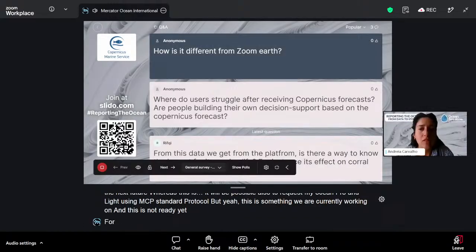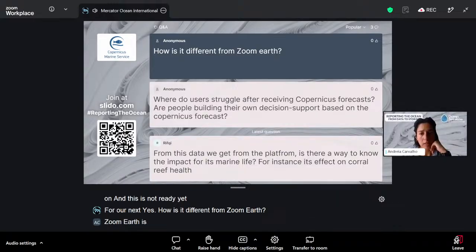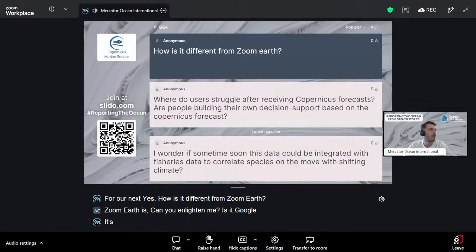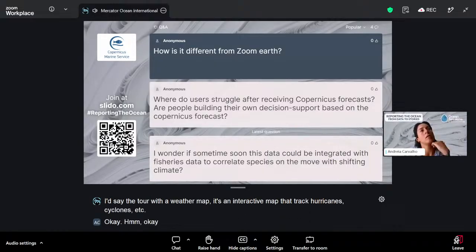Next question: how is it different from Zoom Earth? Zoom Earth is... can you enlighten me? Is it equivalent? It's a weather map, a tool with a weather map. It's an interactive map that tracks hurricanes, cyclones, etc. Okay, I see.